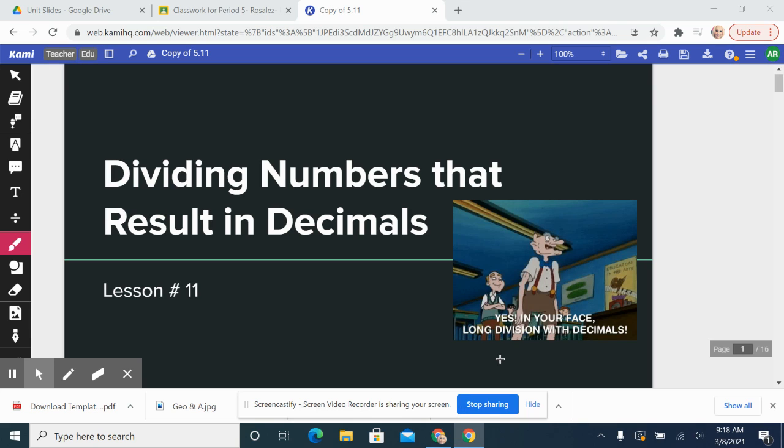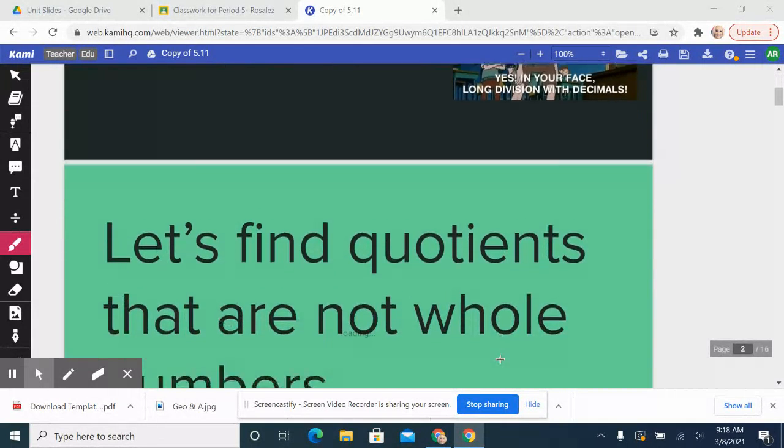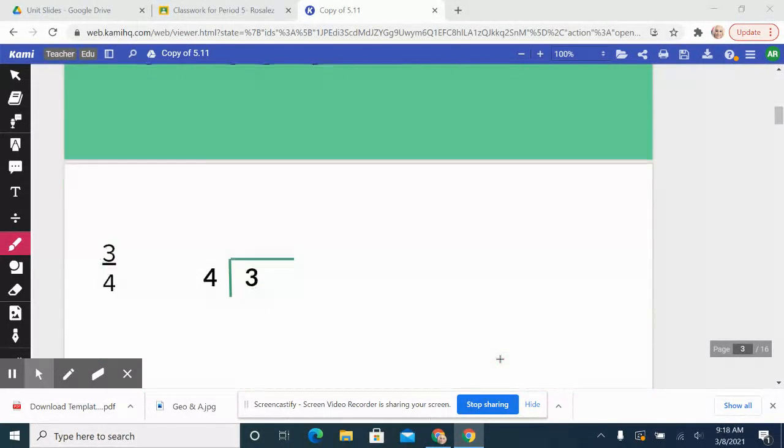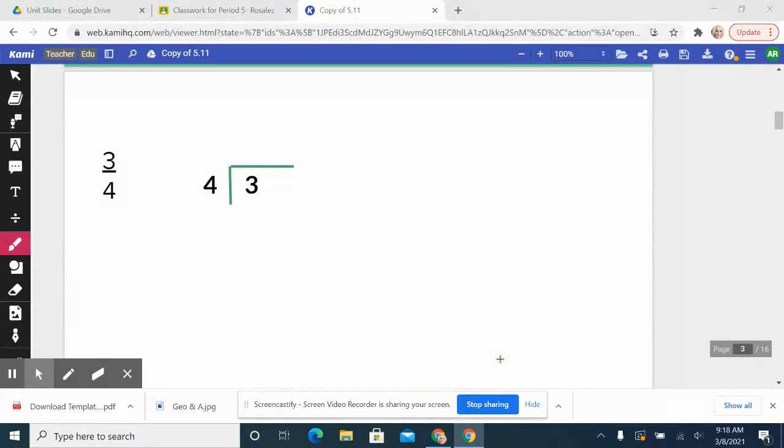So today we will be moving on with dividing decimals. This time our result is going to end in a decimal. So it's getting a little harder than last time. So we will find quotients that are not whole numbers. So I started you out with a little bit of a review.